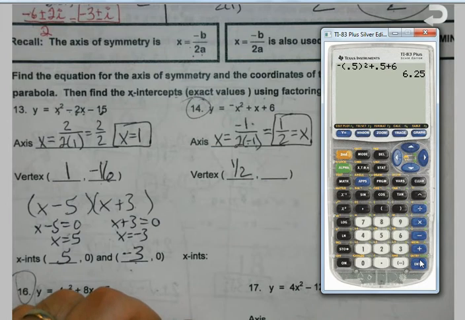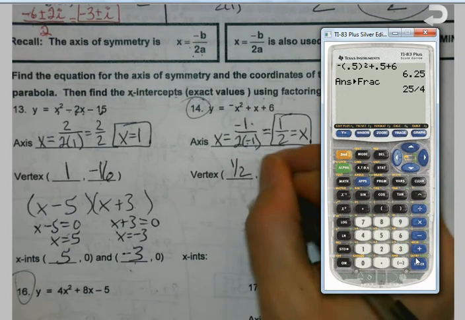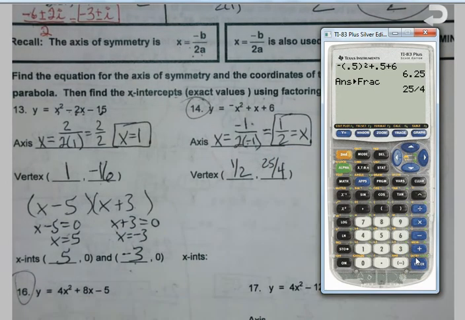And I don't care if you do 0.5, 6.25, but if you're going to be fractional like I am, I'm going to stick with fractions. Or 6 1/4 if some of you are mixed number fans. Now, factoring here.